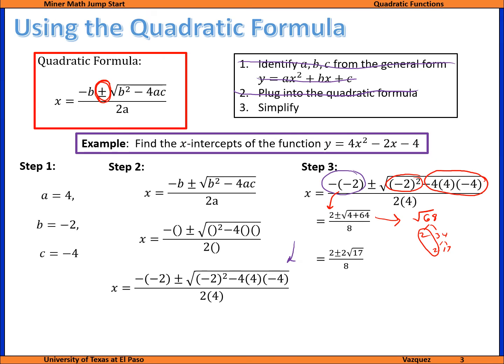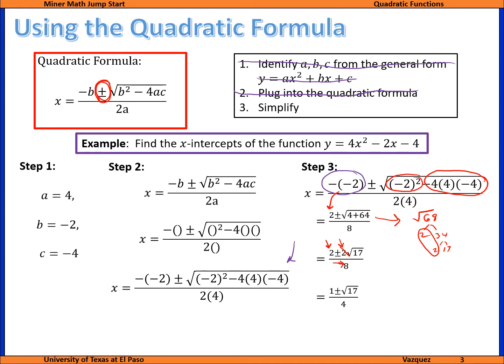The last thing to simplify is notice how this 2, this 2, and this 8 are all even numbers, so they're all divisible by 2. So we'll divide them all by 2, and it becomes 1 plus or minus the square root of 17, because that 2 went away, over 4.